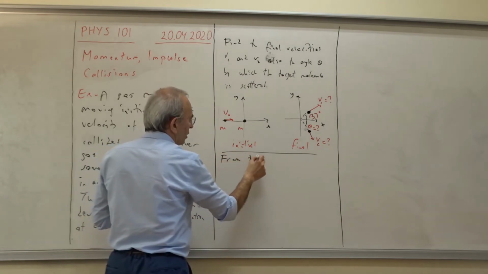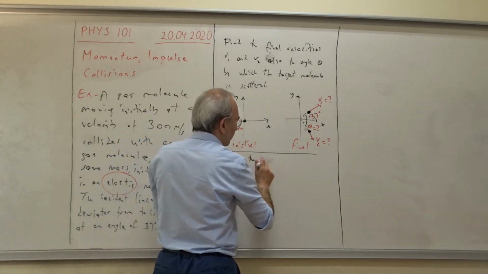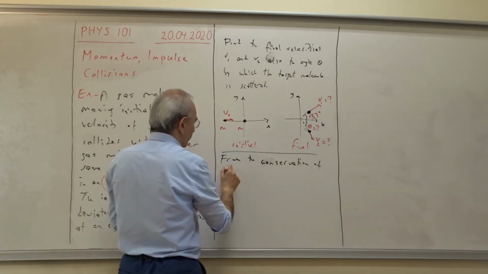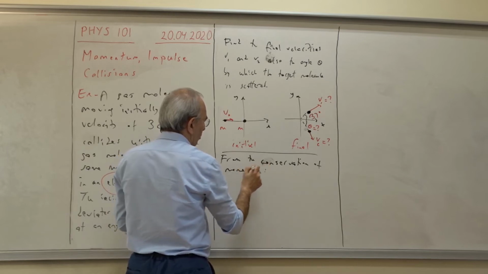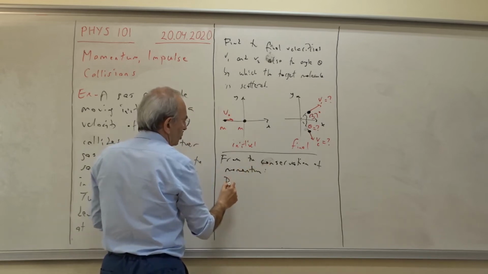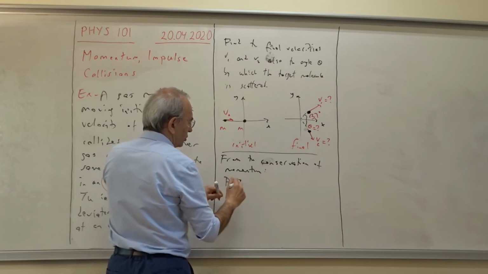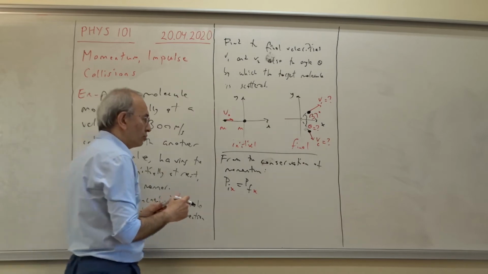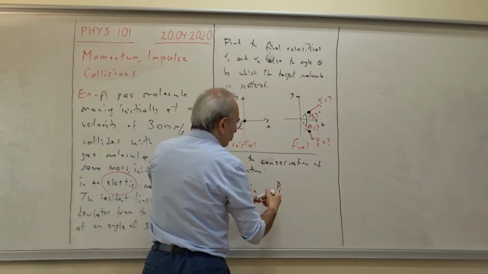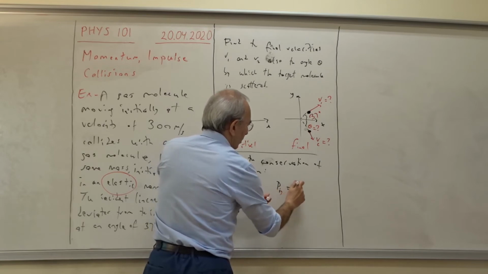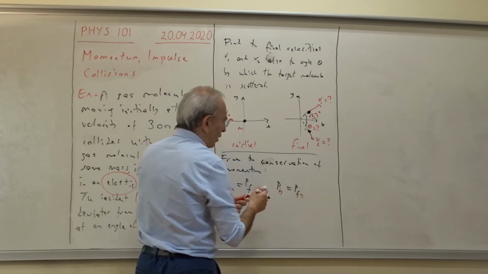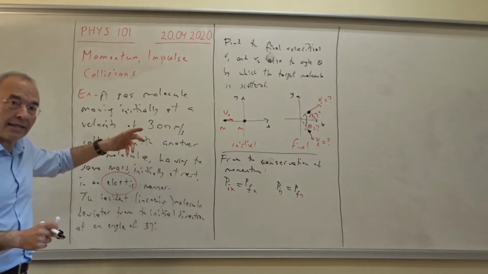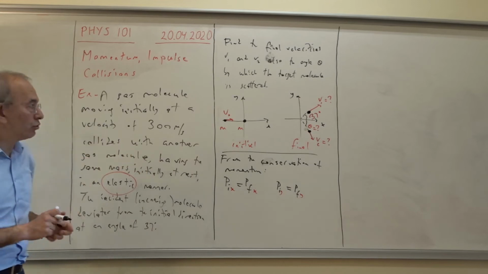From the conservation of momentum, we can say initial momentum in the x direction is final momentum in the x direction. Also, initial momentum in the y direction is final momentum again in the y direction. So we will write two equations. First, let's write them, and then add to these the energy conservation.